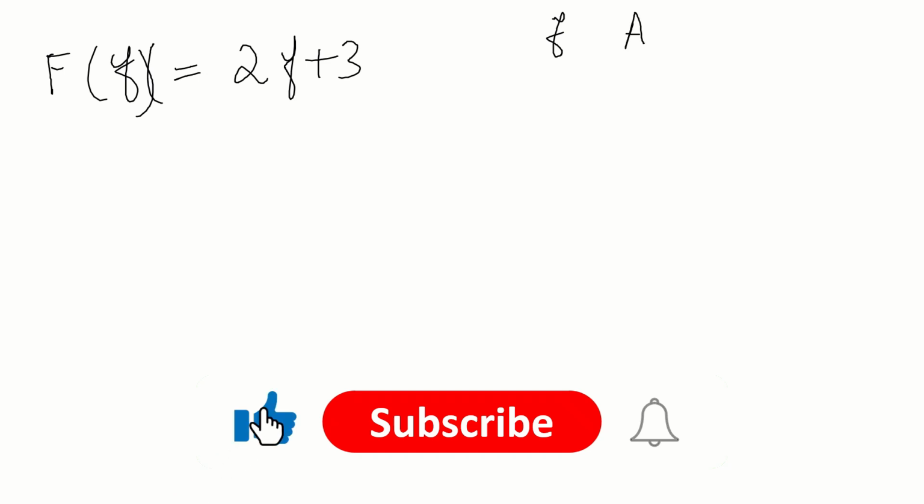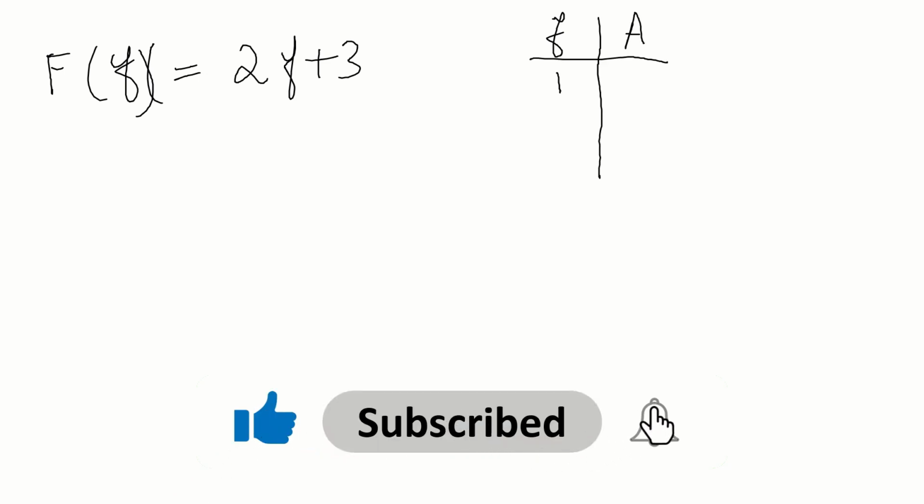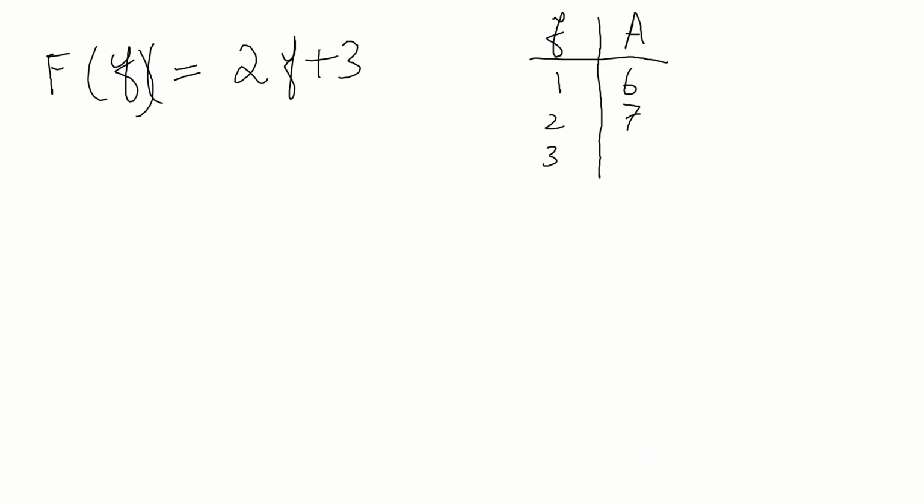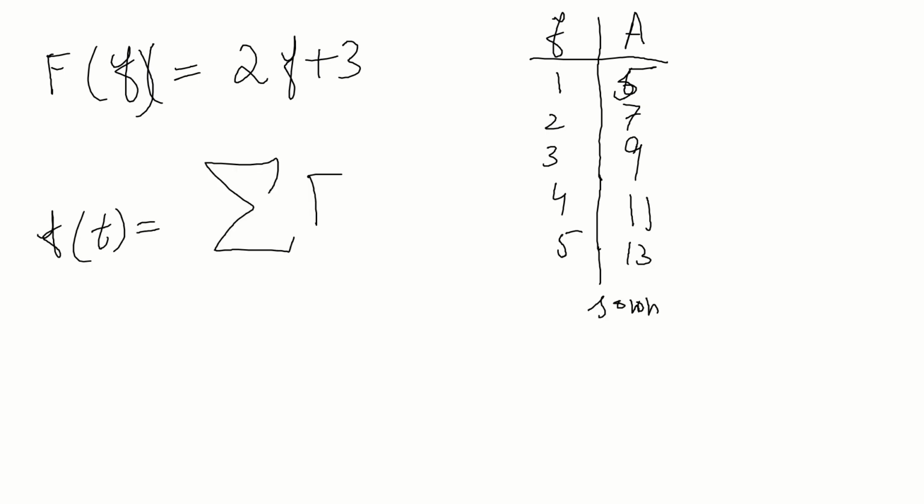For example, let the Fourier transform be f of f equal 2f plus 3. The sine wave of frequency 1 has amplitude 5, and those of frequencies 2, 3, 4 and 5 have respective amplitudes 7, 9, 11 and 13. Just add up the sine waves multiplied by their corresponding amplitudes, but these are not sine waves of discrete frequencies. What about sine waves of frequencies 2.5, 2.7 and so on?